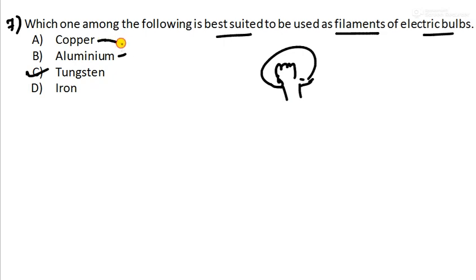Copper and aluminium, they are mainly used to make what? You might have seen transmission lines, they are mainly made up of aluminium. In copper, you have seen those brown colored wires at your homes while electrical work is going on, that is made up of copper, correct. Tungsten is used as filament. Since its melting point is very high, it is used as filaments in electric bulbs. Okay, I hope you understood this. Moving to question number 8.